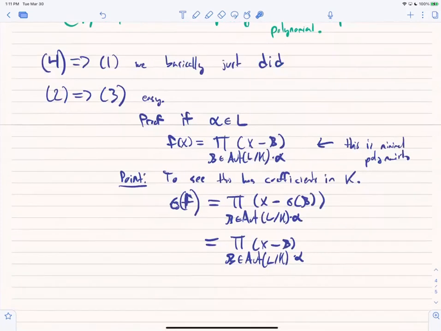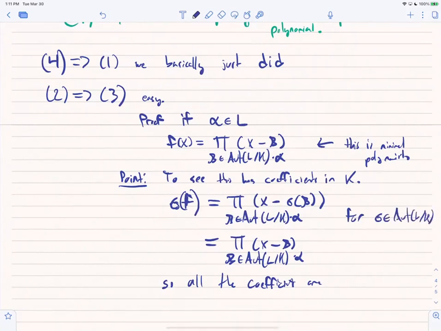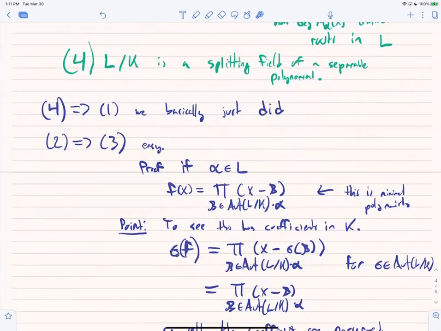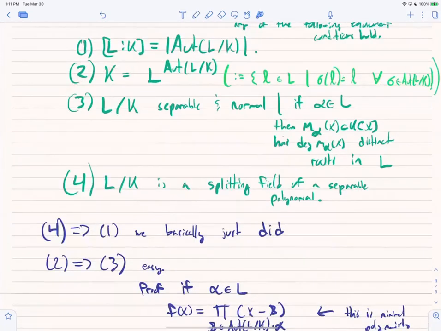So that means all the coefficients, so this is for sigma in Aut L over K, all the coefficients are preserved by Aut L over K, implies they're in K. So this part 2 gave you that they're in K.